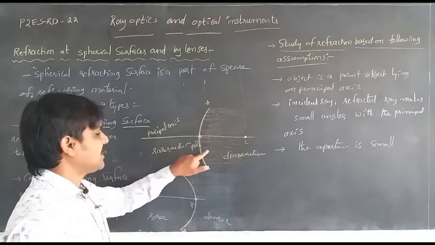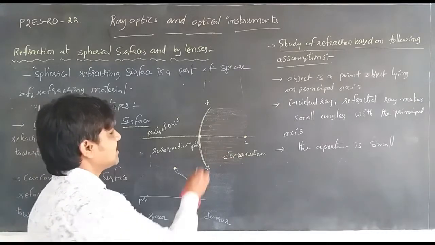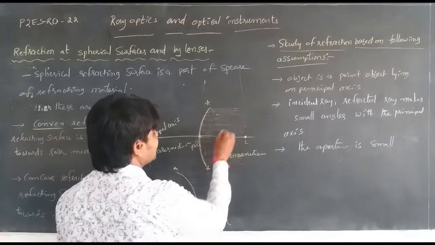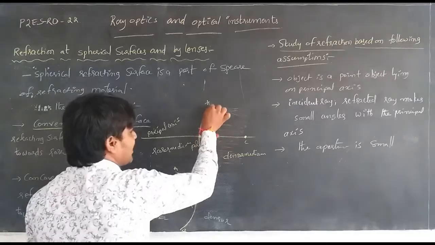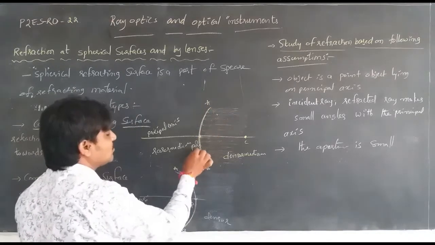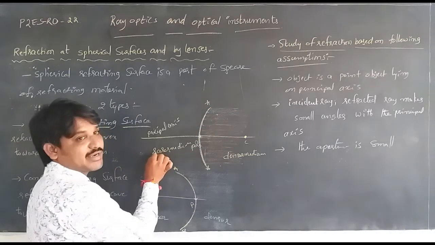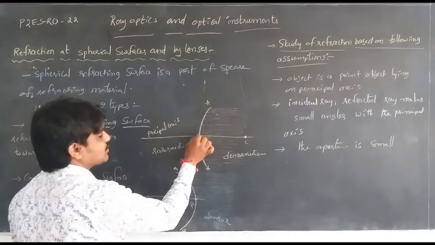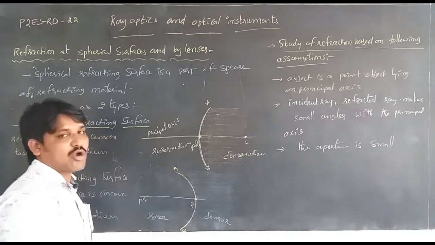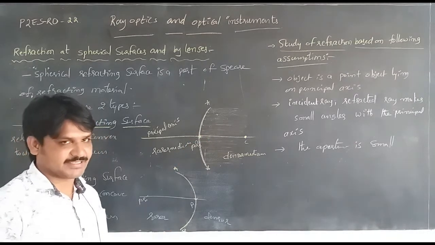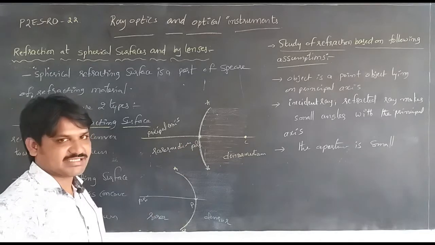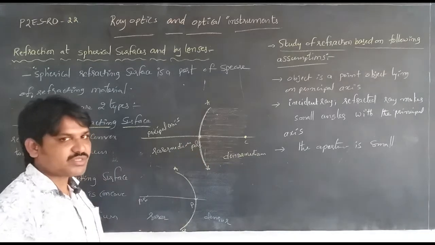This is a rarer medium and this one is a denser medium. So here the convex shape is towards the rarer medium. This is the refracting surface. So that's why we can say that it's a convex refracting surface, convex towards the rarer medium.